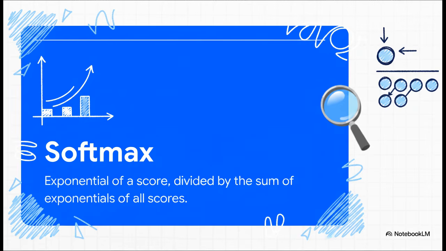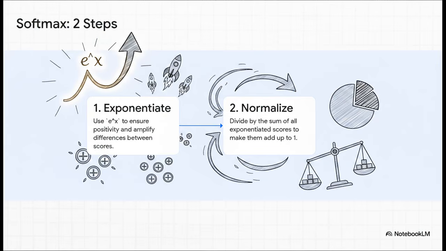For any one score, you take e, that mathematical constant, and you raise it to the power of that score. Then, you just divide that result by the sum of all the scores after they've also been exponentiated. It's a clever two-step process. Let's break that down. The first step is exponentiation. Using e to the power of x does two amazing things for us. One, it makes sure every output is positive. Two, it dramatically amplifies the bigger scores.